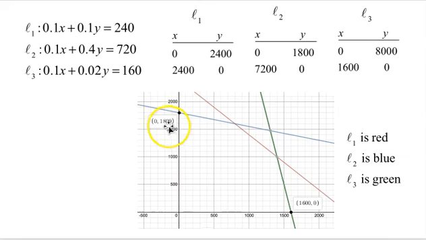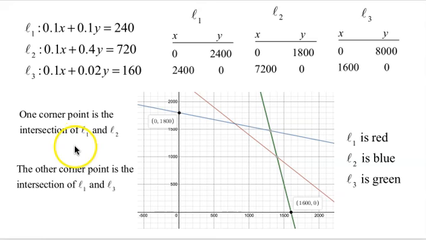Again, there is the y-intercept for the blue line, L2, and the x-intercept for the green line, L3. How do I find these 2? I have to look at the intersection. So the intersection of L1 and L2, red and blue here. Intersection of L1 and L3, red and green here. So these are the other 2 corner points we're going to need to test to see where we have our maximum revenue.